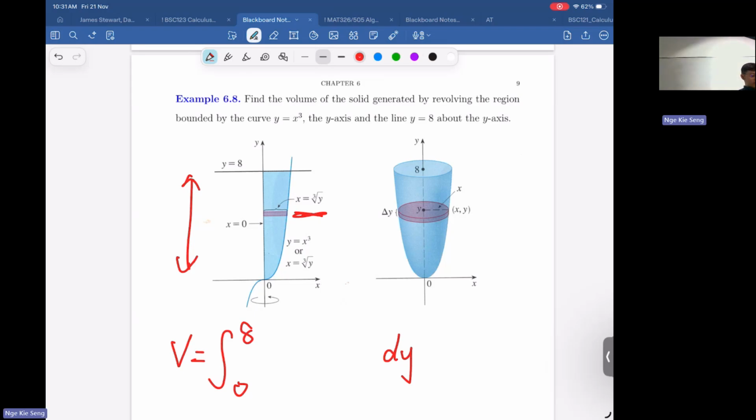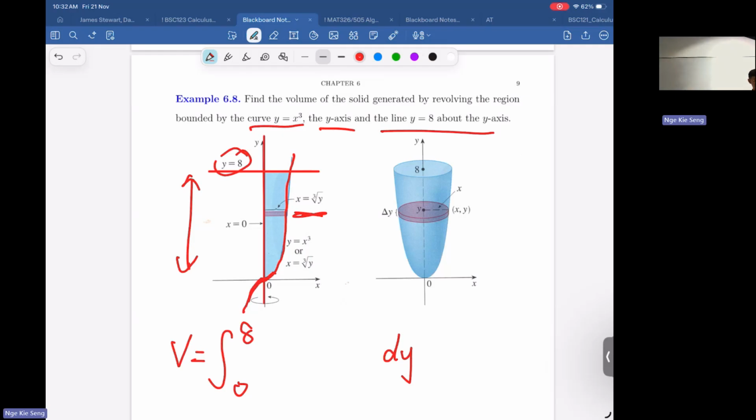True, right? Because what's the curve that bounds this region here? There are three things, right? One is y equals x cubed, the other one is the y-axis, and then y equals 8. So you need to check that the intersection of x cubed with the y-axis actually is the origin. And then the other limit is y equals 8.